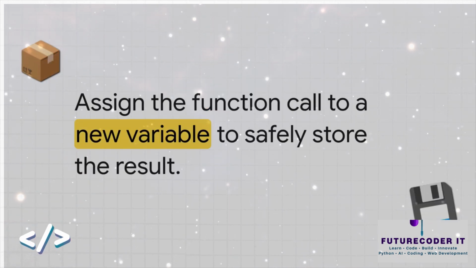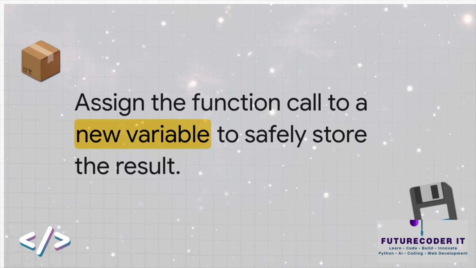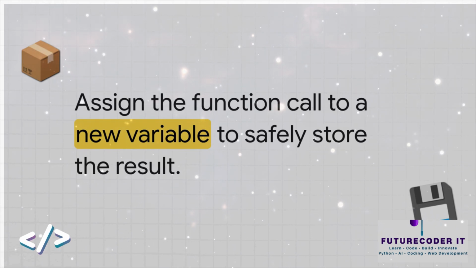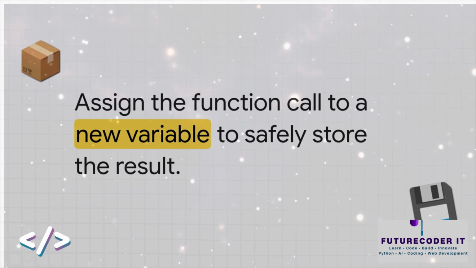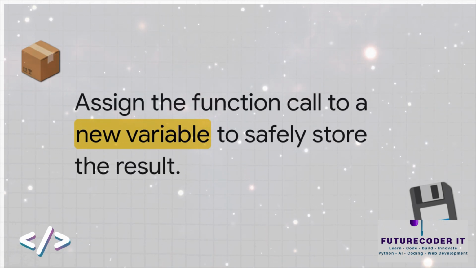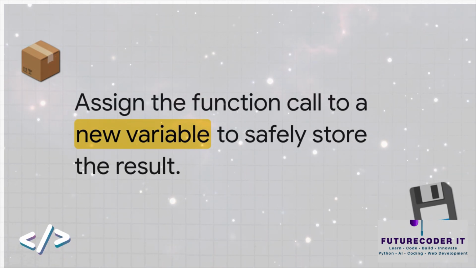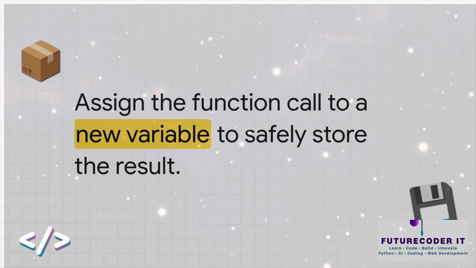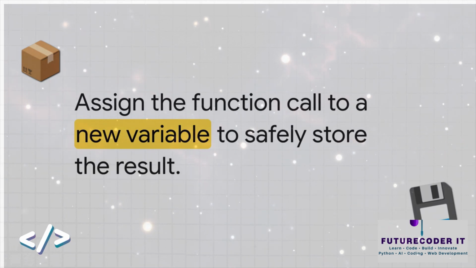So because a function hands a value back, you can capture it. When you run your math function with two numbers, you can just assign that entire call to a brand new variable to securely store the result. Just like that, you have the calculated number safely held in your script. You can print it, plug it into another equation, save it to a database later, whatever you need.